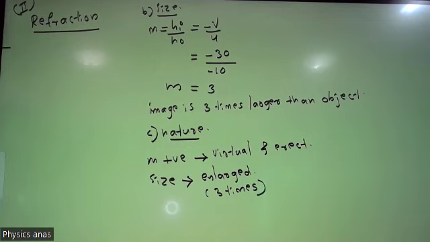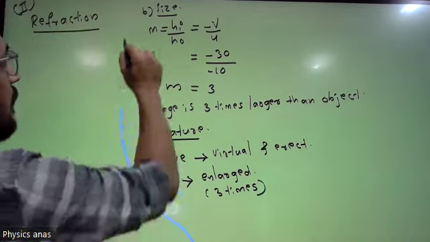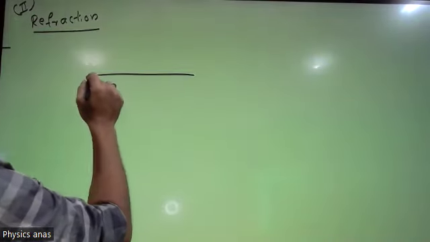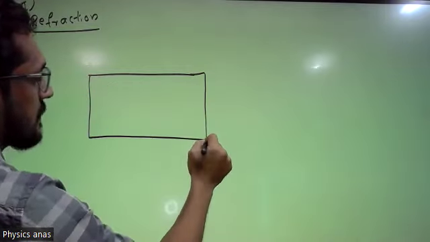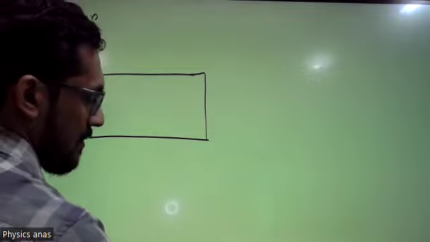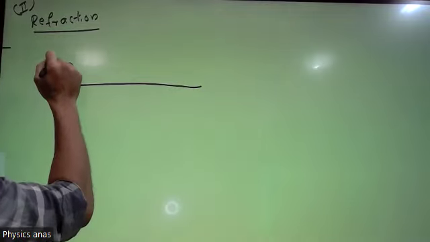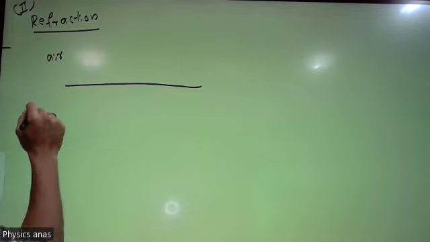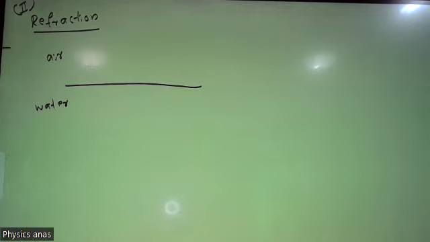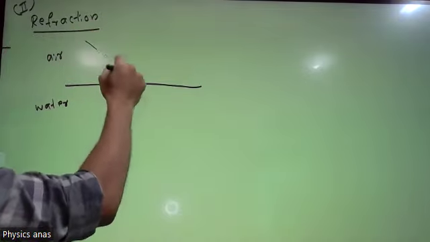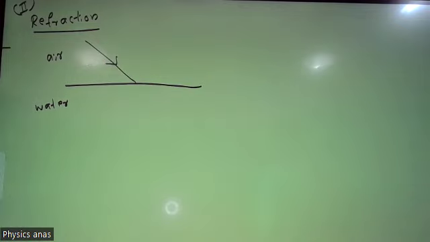What is refraction? Let's see. You have a glass slab like this. Or I will give you a very simple example. There is light, and this is air. Consider this as air, and this is water. Right? That's air and water. Light ray is traveling from air to water at an angle, right?